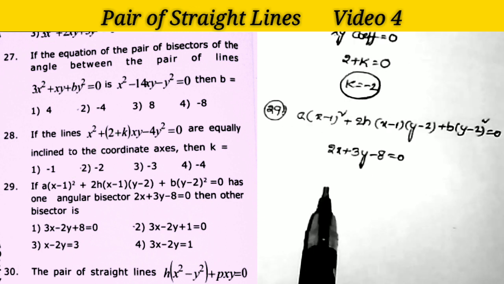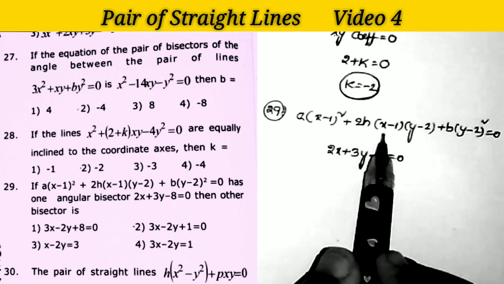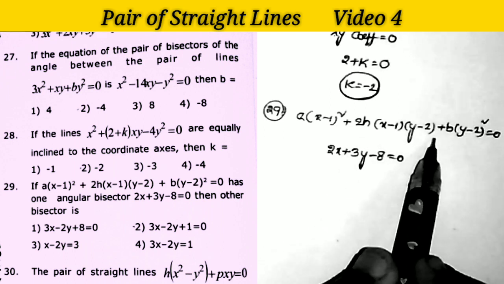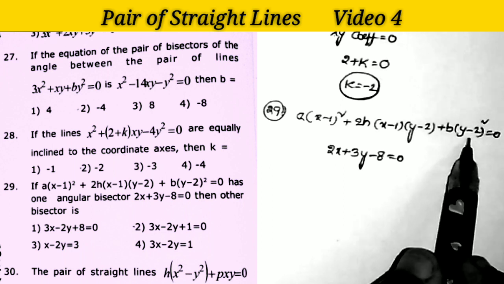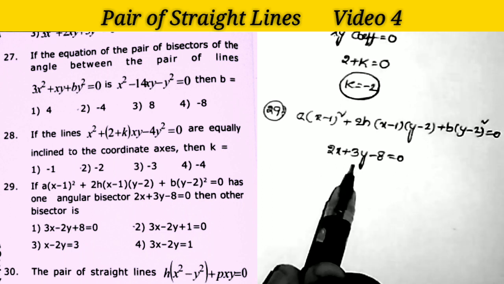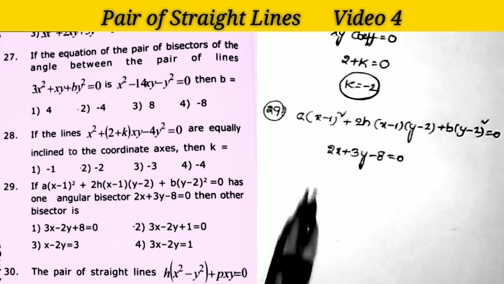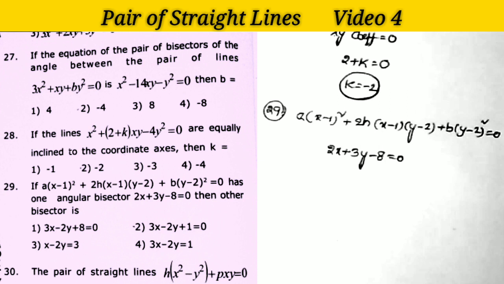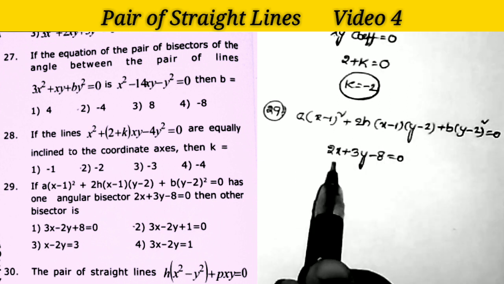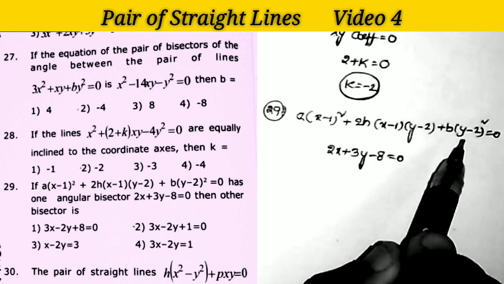Now the next question, sum number 29. If a(x minus 1) whole square plus 2h(x minus 1)(y minus 2) plus b(y minus 2) whole square is equal to 0 has one angular bisector 2x plus 3y minus 8 is equal to 0, then what is the other angular bisector? So here one equation is given, one angular bisector is given, we want the second angular bisector.